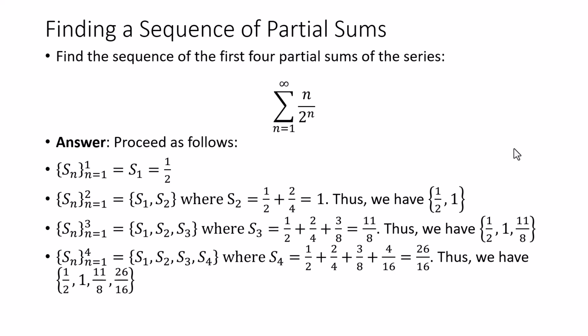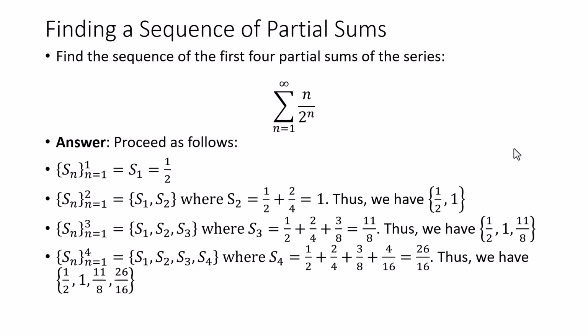Now the sequence of the first 3 partial sums is going to be S1, S2, S3. S3 is equal to 1/2 plus 2/4, the first 2 terms in the series, plus 3/8, which would be the third term in the series. And when I add them all together, I get 11/8. Thus, we have for our sequence of partial sums for the first 3 terms, 1/2, 1, and then 11/8.